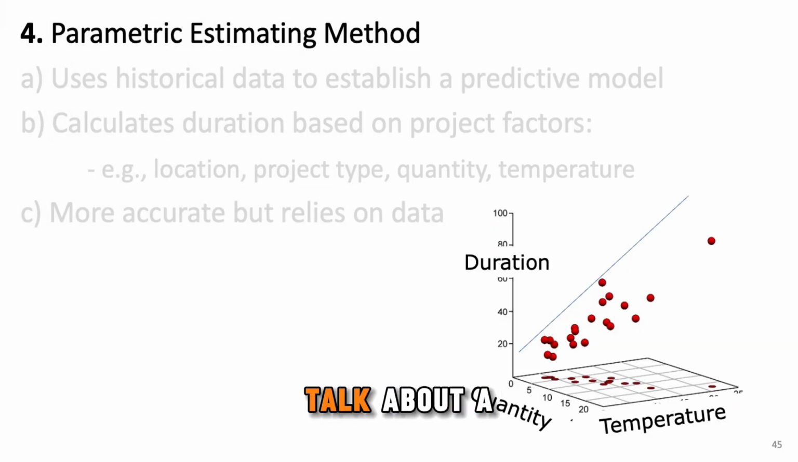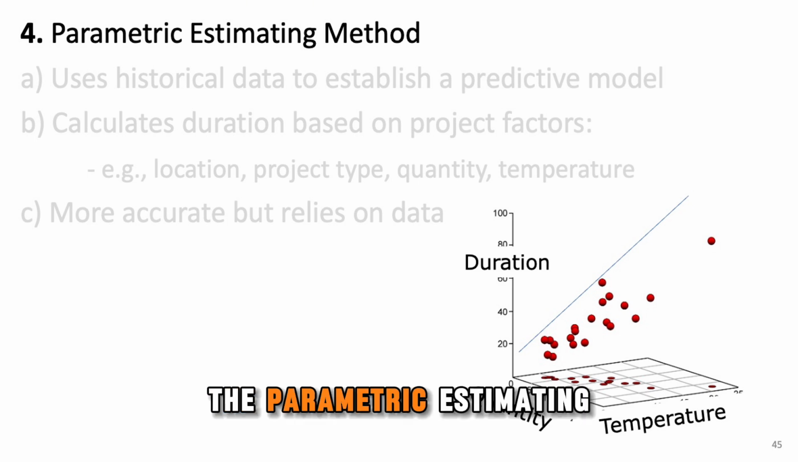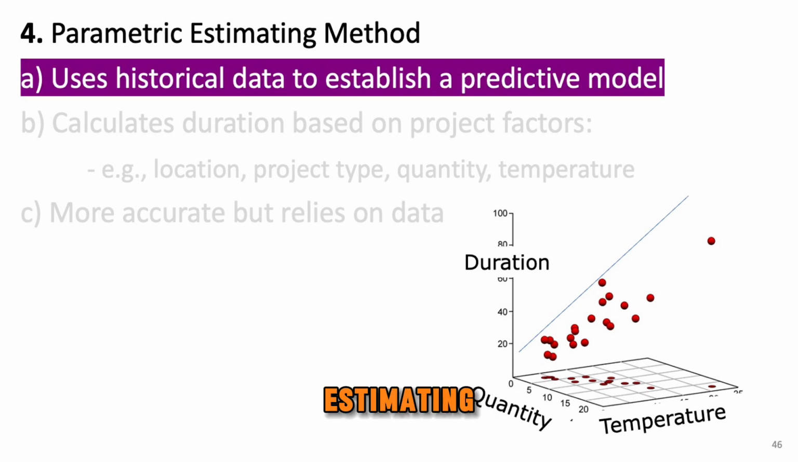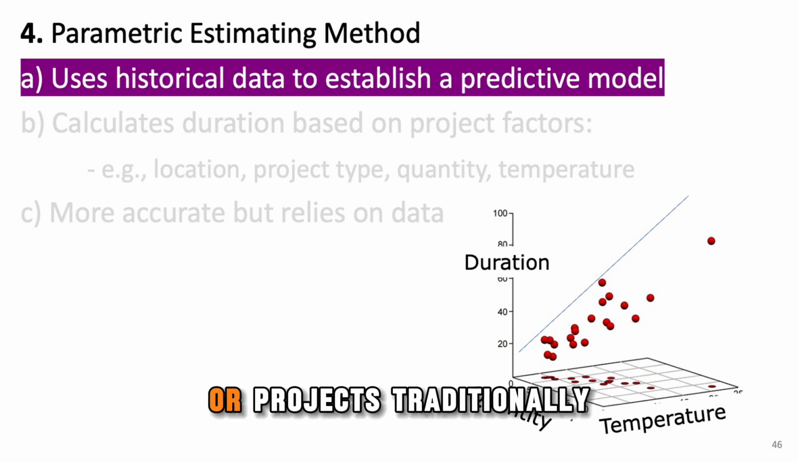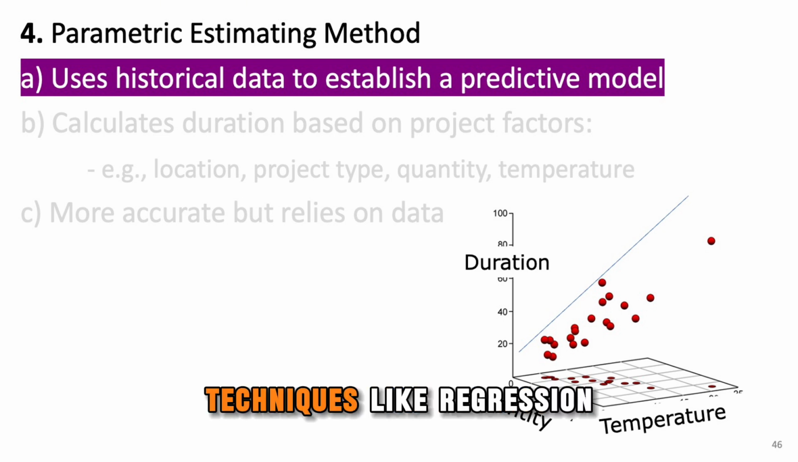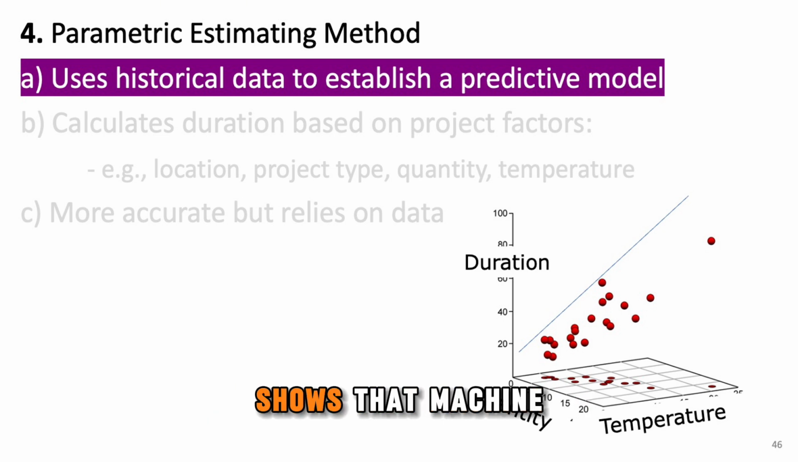Now, let's briefly talk about a more advanced method, the parametric estimating method. The core idea of this method is to use historical data to create a predictive model for estimating the duration of activities or projects. Traditionally, these models are built using statistical techniques like regression, but recent research shows that machine learning can offer even more accurate estimates.